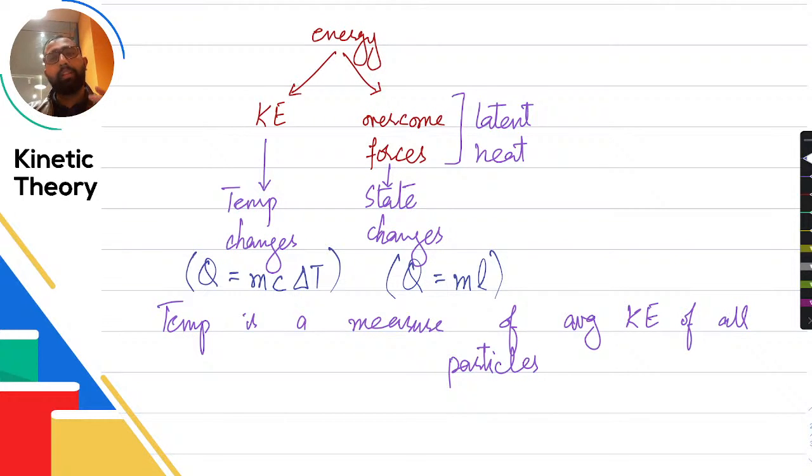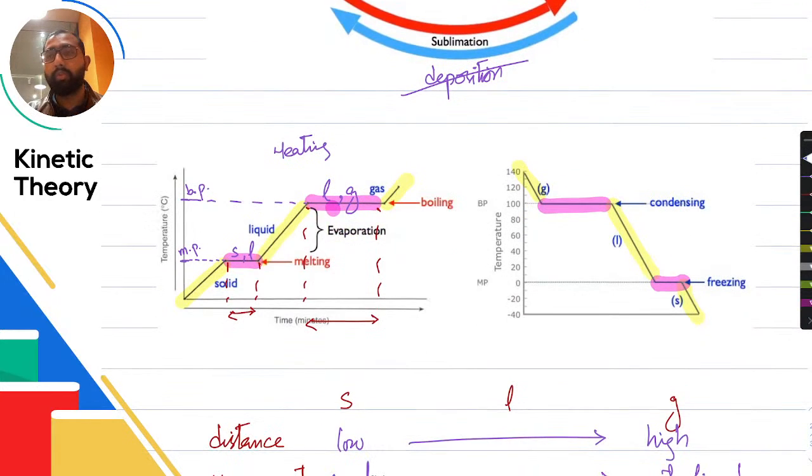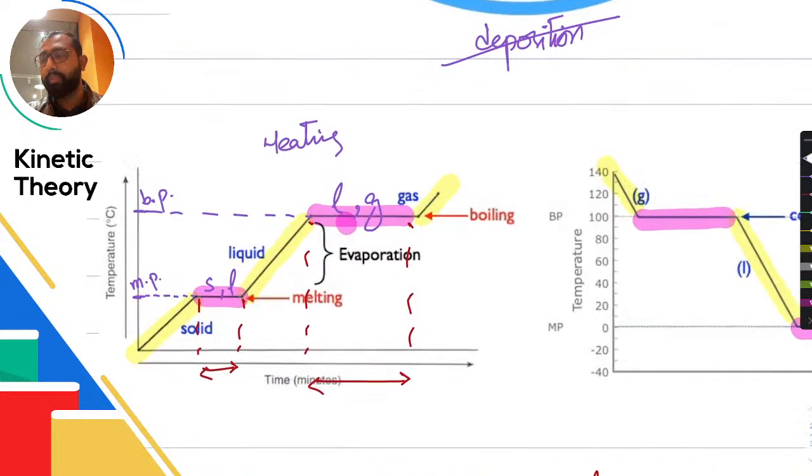So here's the thing, the kinetic energy will affect temperature. So if you're seeing, now it goes the other way around. If you're seeing a change in temperature, kinetic energy is increasing. If you are seeing a change in state, forces are overcome. Now let's go back using this idea. Remember this and try to explain this curve, the heating curve and the cooling curve.